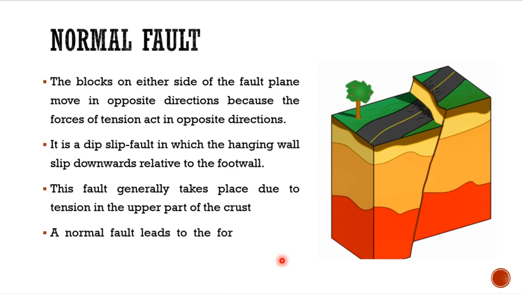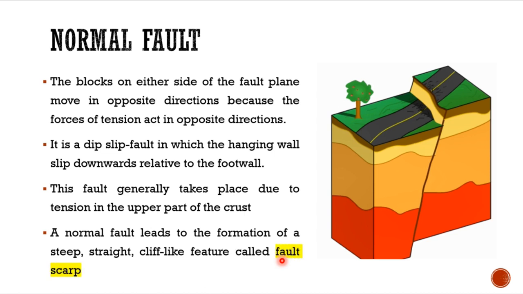A normal fault leads to the formation of a steep, straight, cliff-like feature called a fault scarp. So this is a hanging wall and this one is foot wall. Here you can see that the hanging wall slips downwards relative to the foot wall. Such a type of fault is known as a normal fault.